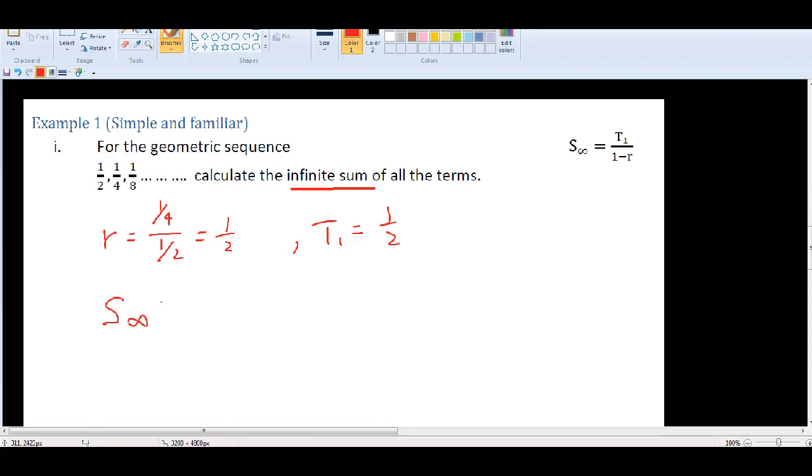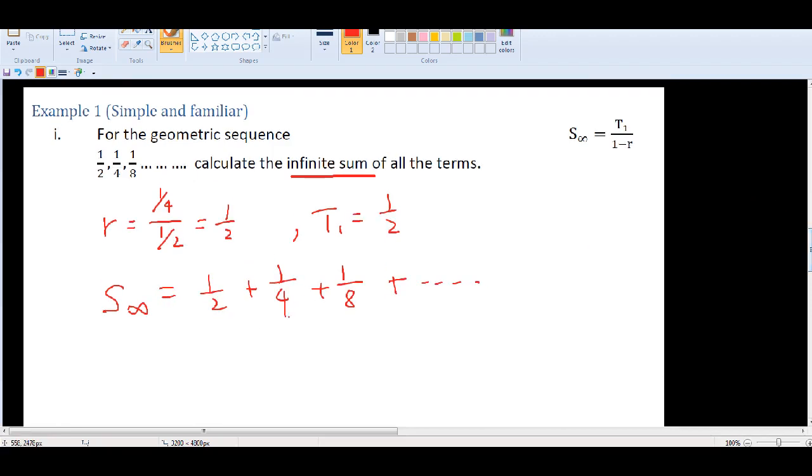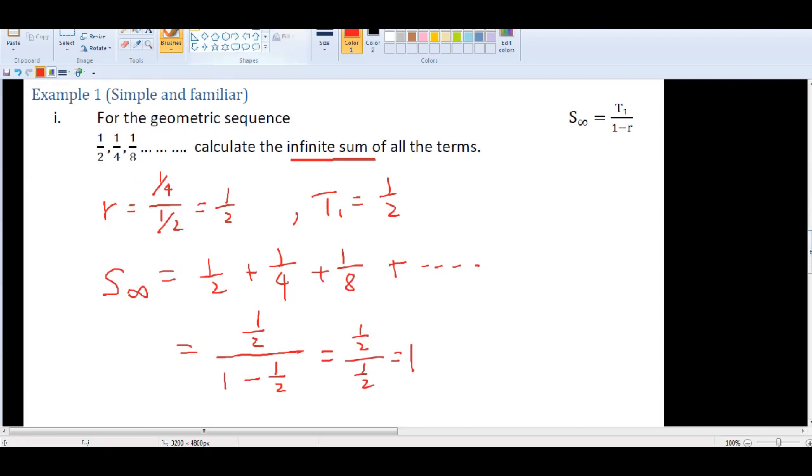So what do we mean by S to infinity? That means 1/2, 1/4, 1/8 goes on forever. But we can't just add them forever, right? So we use a formula. We use t1 over 1 minus r, which is half over half, which is of course 1. So does this series have a physical meaning for us?